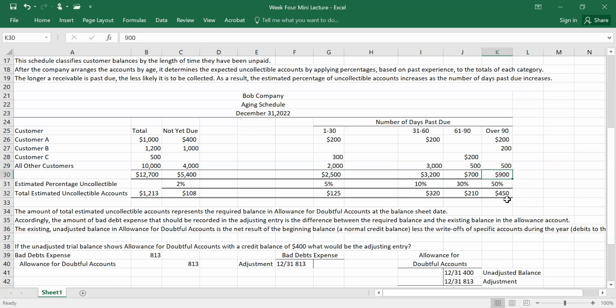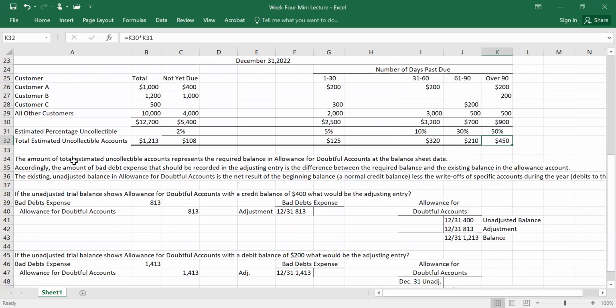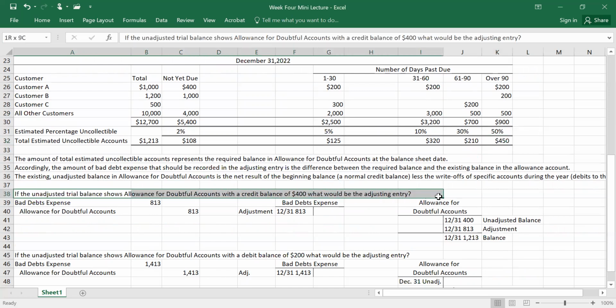And then in the over 90 days, we have 900. And estimated percentage uncollectible will be 50%. 50% times 900 is $450. So the amount of total, or I'm going to just go right down here. You could just read that.